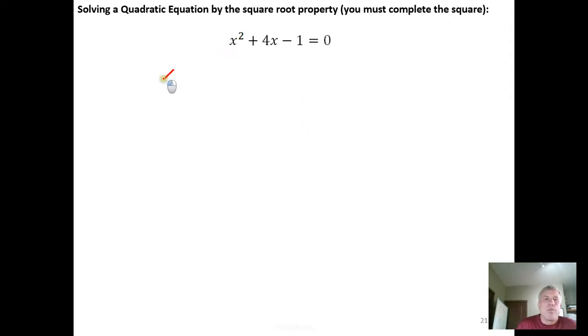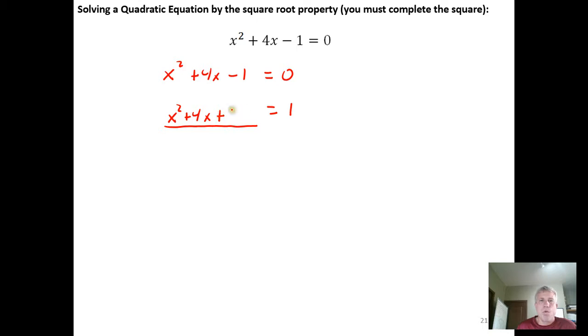So rewrite the equation. X squared plus 4x minus 1 equals 0. And then I think the easiest way to do these is to take the constant term that you're starting with and add that to both sides, or subtract it from both sides, whatever you need to do to get the constant term over on the right. So in this case, I'm going to add 1 to both sides, which will get this equal to 1, so that we have x squared plus 4x.